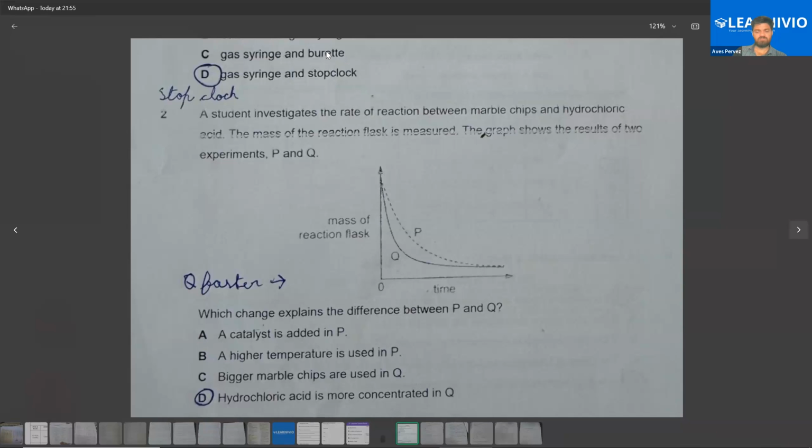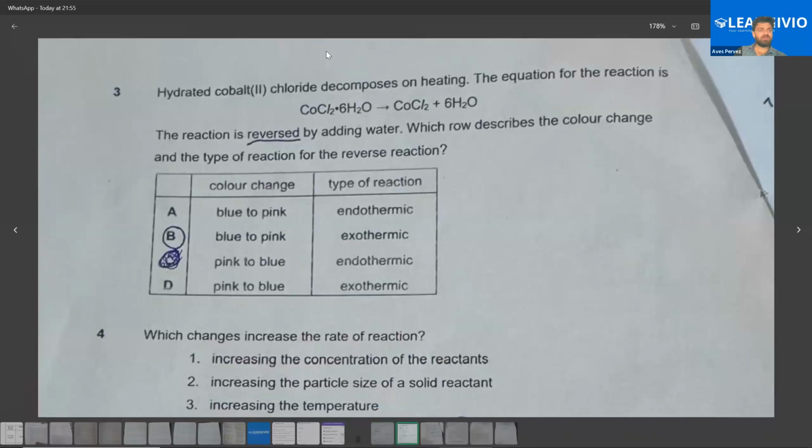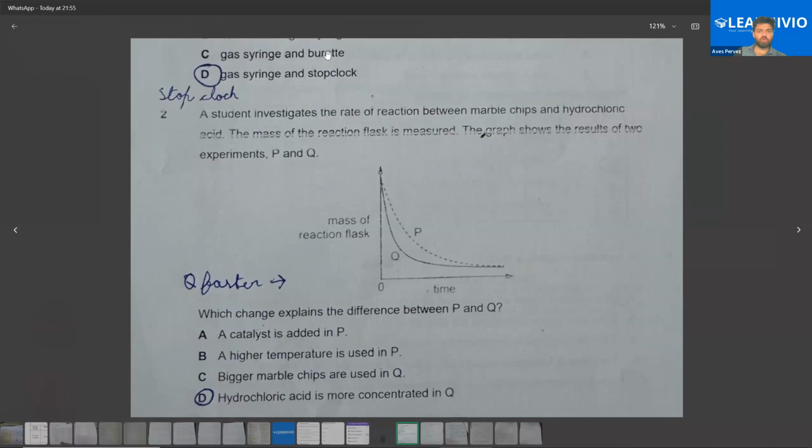In this graph, the steeper it is, the faster the reaction. Yes, P is faster. No, P is not faster. Look at the slope of the line here. Q is faster because it is steeper. So the hydrochloric acid is more concentrated. Rate of reaction between marble chips and hydrochloric acid. The mass of the flask is measured. This shows the experiments P and Q.